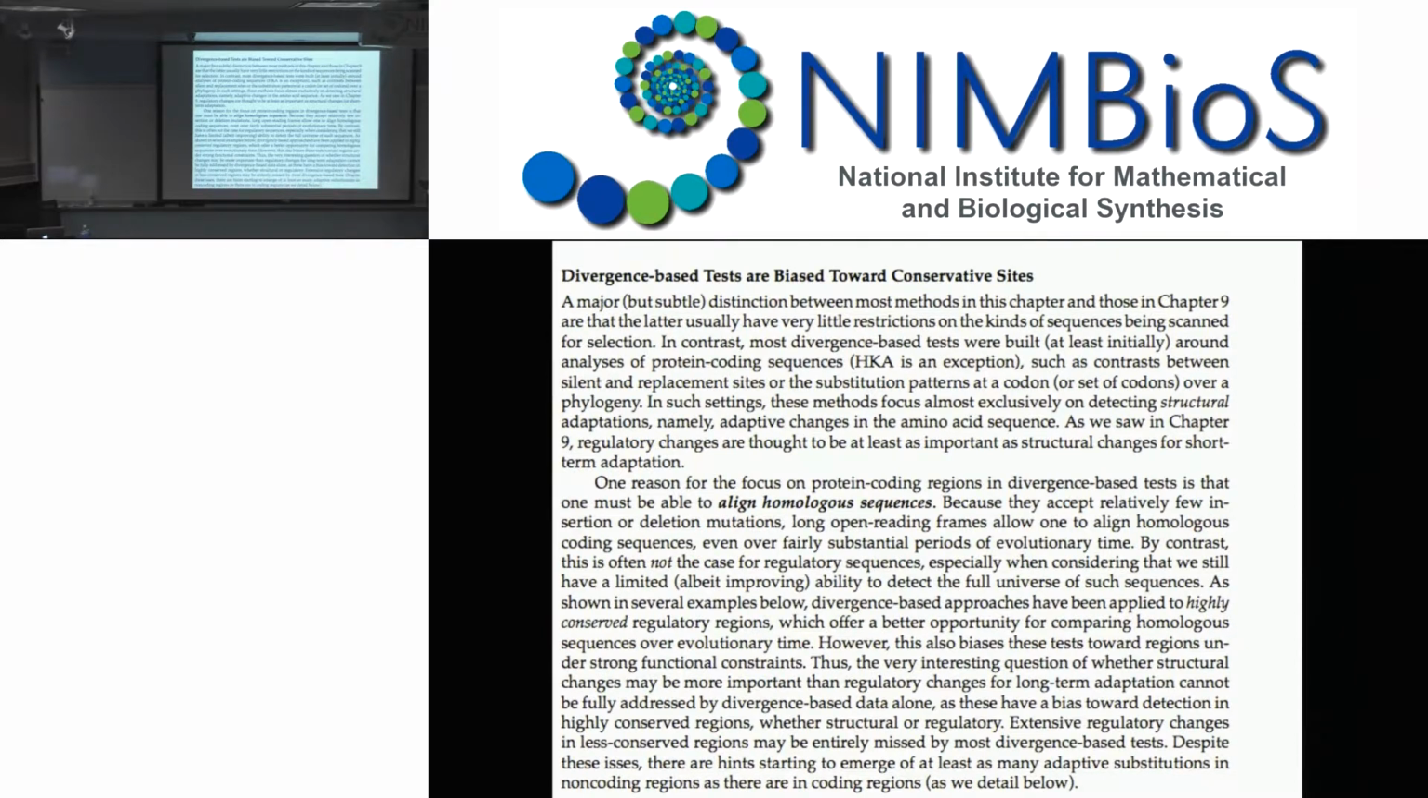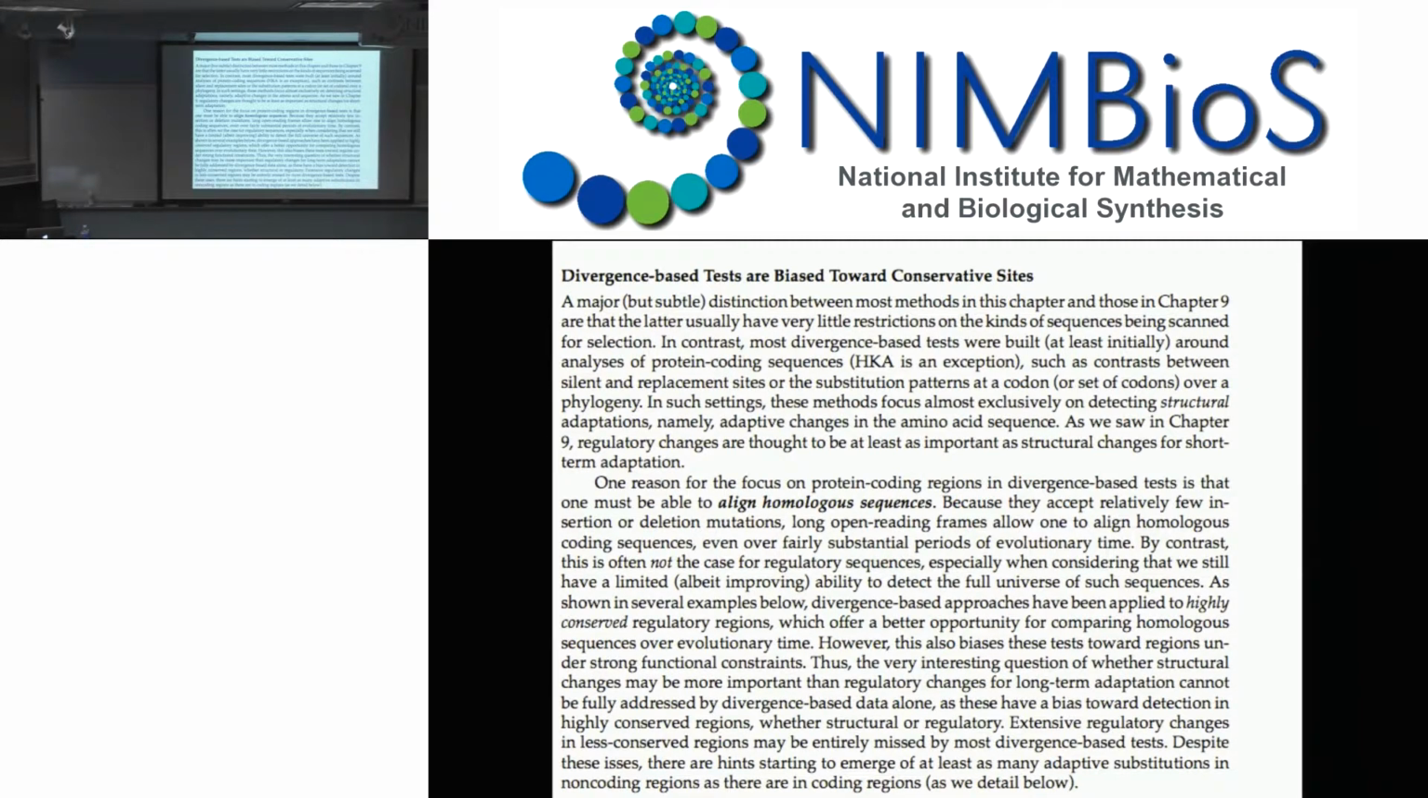So one unstated thing is these divergence-based tests are biased towards conservative sites. And this is something I don't think is well appreciated. What do we have to do to run these tests? We have to align sequences. Aligning coding regions is pretty straightforward. However, if I have non-coding regions, aligning them is very problematic. You need common features. Common features mean conservation to line them up. So these methods are usually only applied to coding regions.